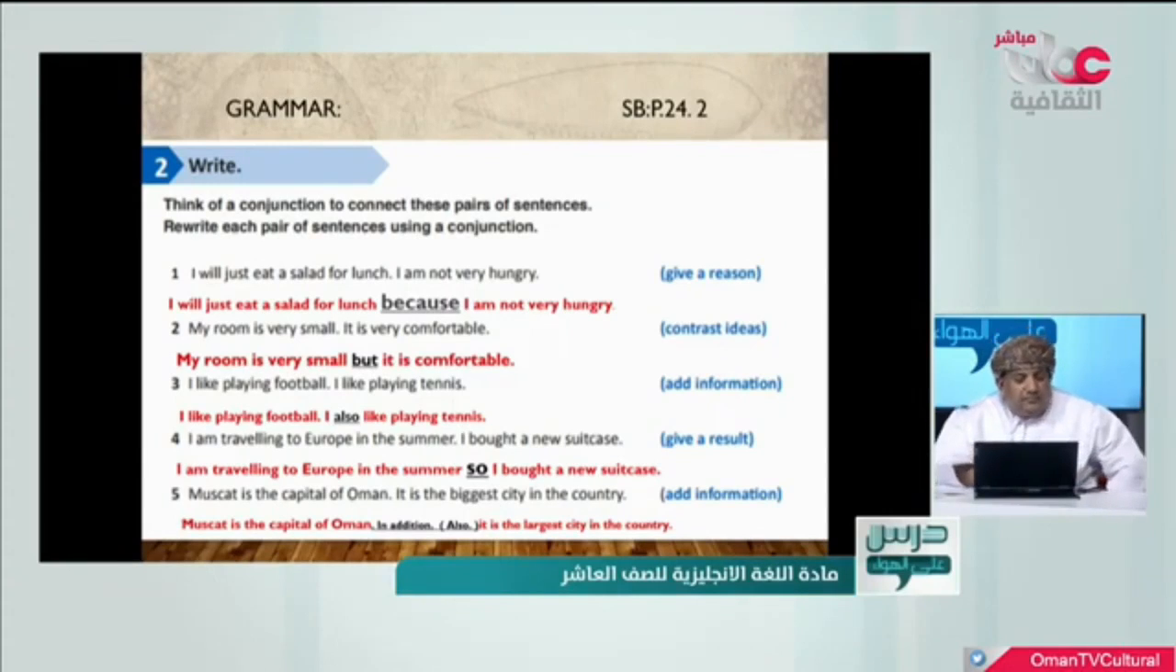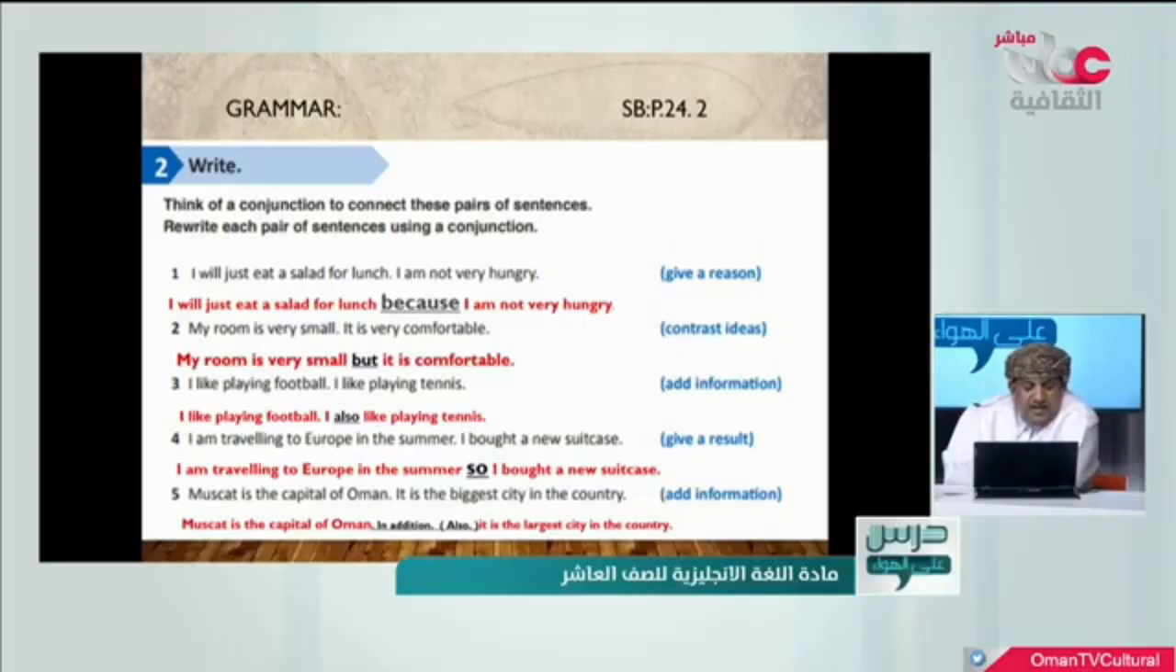Okay. Number 4. I am traveling to Europe in the summer. I bought a new suitcase. So if you want to give a result for this, we said, I am traveling to Europe in the summer. I bought a new suitcase. Because he wants to go to Europe in the summer, he bought a new suitcase.